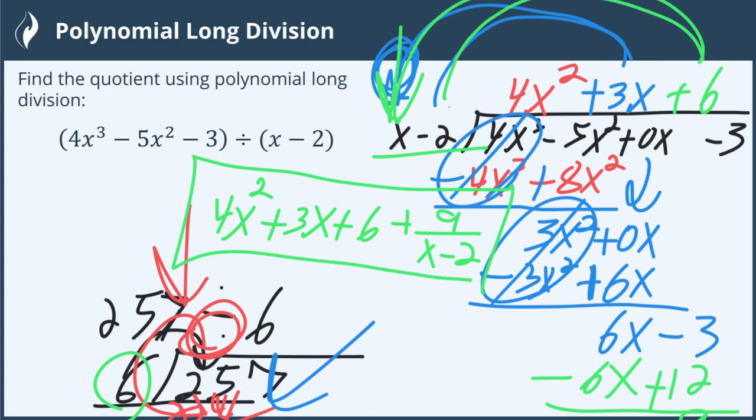So right here in the middle in green is your answer. 4x squared plus 3x plus 6, plus 9 over x minus 2.